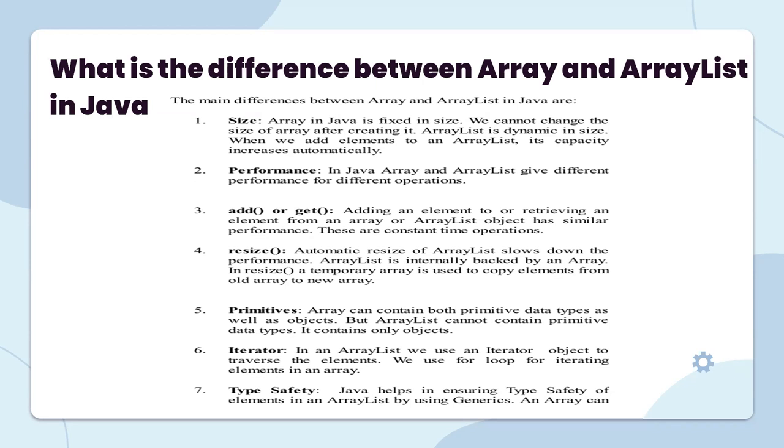So type safety also. What is my point? Type safety. Java helps ensure type safety of elements in an ArrayList by using generics. By using generics, type safety is provided in ArrayList, but it is not provided in an array. Okay? I think we got size, performance, resize, primitives. These are the main differences. Okay?